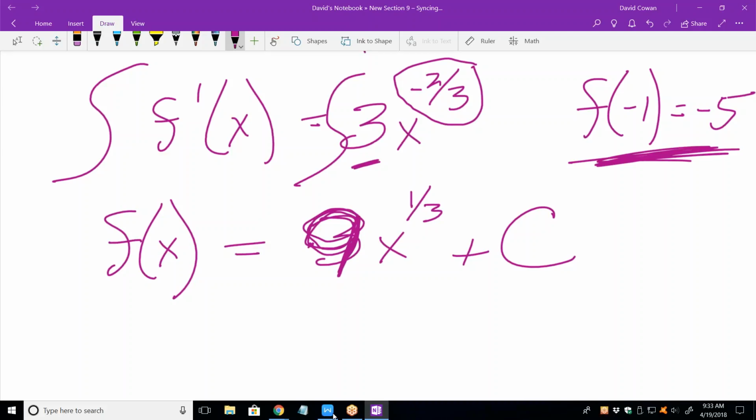Okay, so how do I solve for c? You plug -1 in for x, and then f of -1, we know that's equal to -5. And that's also going to be equal to 9 times -1 to the 1/3 power plus c.